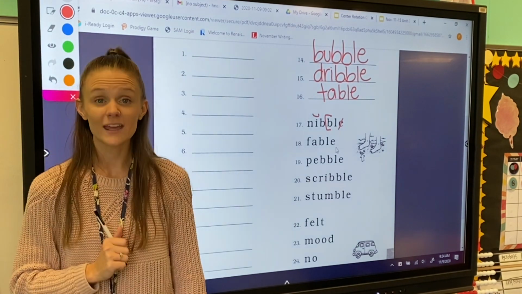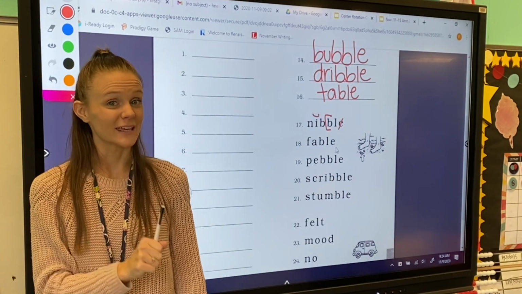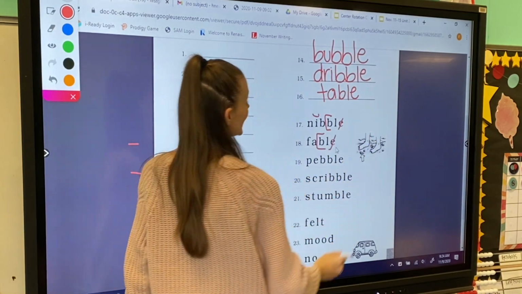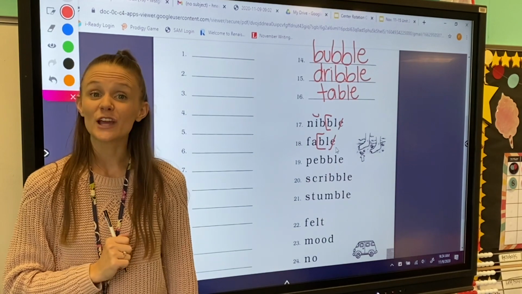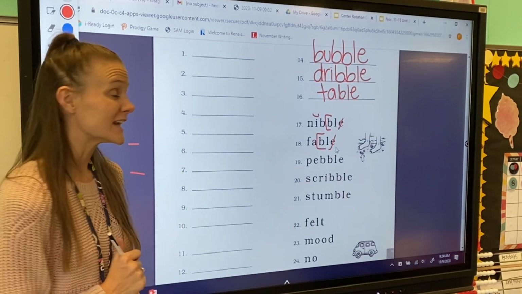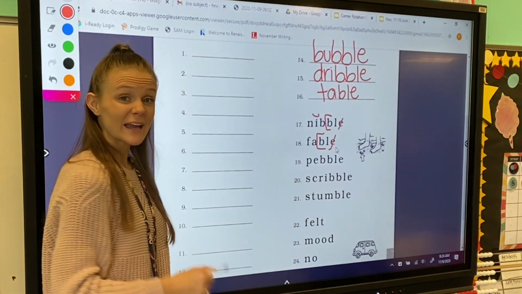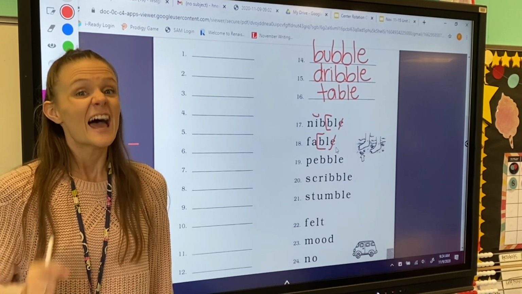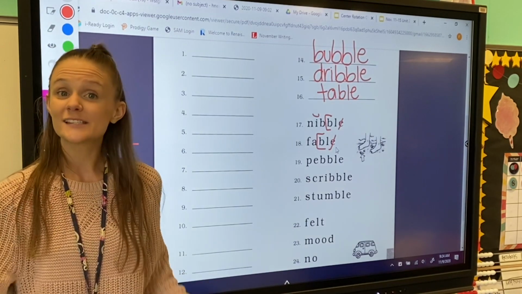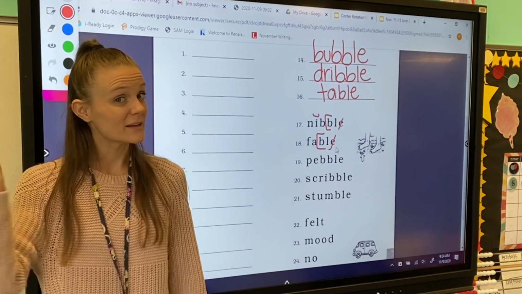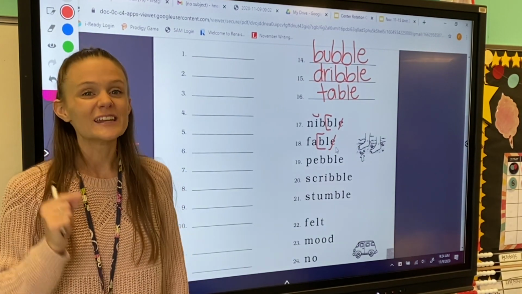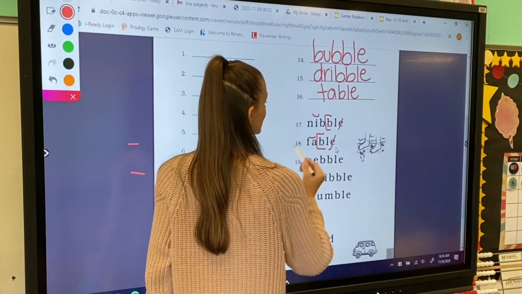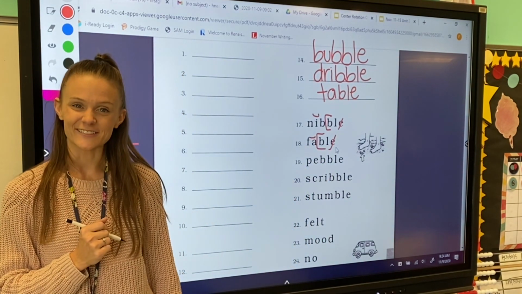Our word is fable. Again, I spot that BLE syllable. So I'm drawing my bracket before my B, crossing out my E, and now I just need to code my A. And if you look closely, the A is not followed by a consonant because remember, we can't count that stable syllable at the end as part of our first syllable. They are separated. So that A is screaming its name. There's no door closing on it, so we know that it's making the long A sound. So I'm going to code it with a line to show it's making the long sound.